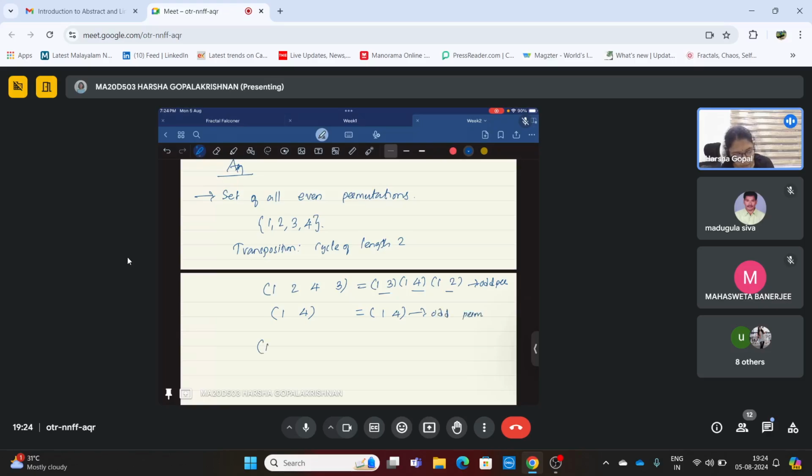Now for example, I am taking (1 4 3). This I can write as (1 3)(1 4). So this is an even permutation.